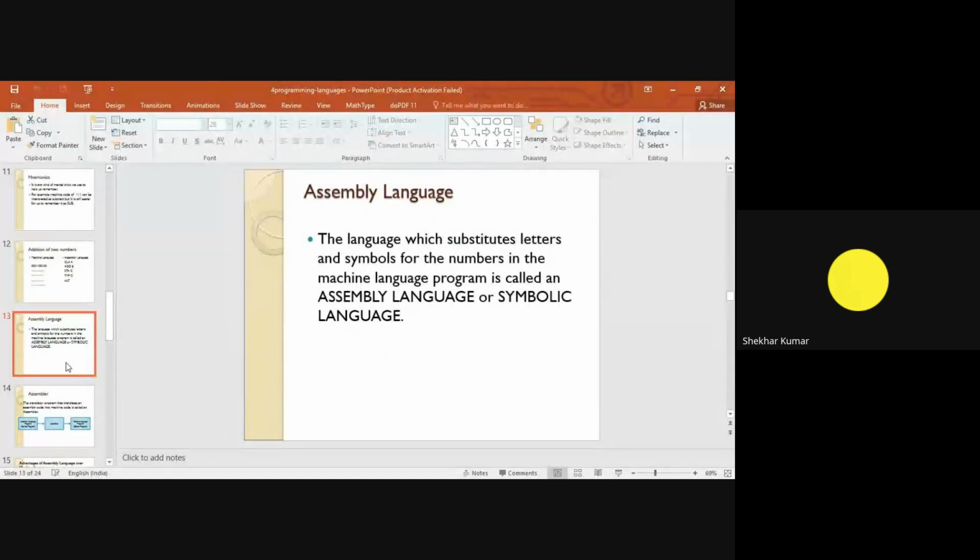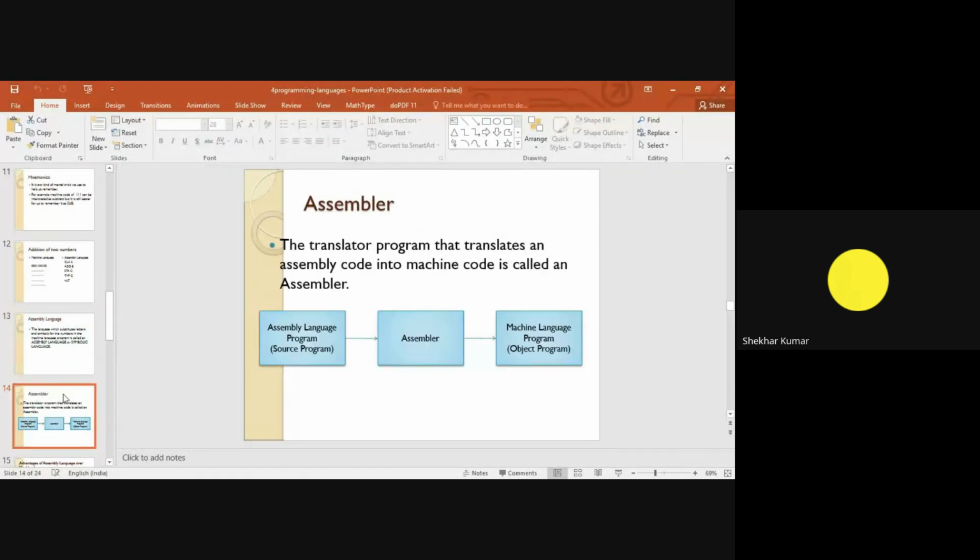The language which substitutes letters and symbols for the numbers in machine level programs is called assembly language or symbolic language, that is, the mnemonics. And we use an assembler for conversion of this source program, written in assembly language, to the machine level language. So the translator program that translates assembly code into machine code is called your assembler.